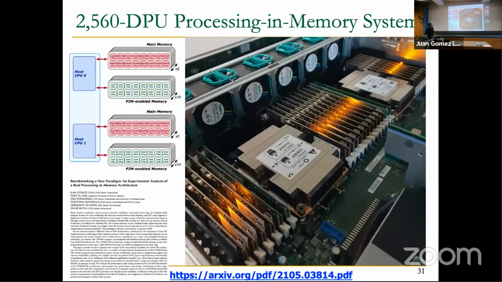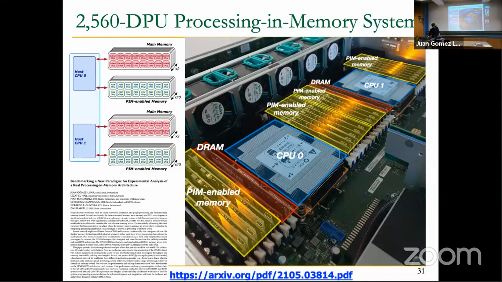This is a nice picture of the UPMEM PIM-based system, where you can see two CPUs and then some DRAM DIMMs that represent main memory, as you can see here. And then we also have some PIM-enabled memory, which are these UPMEM DIMMs here.